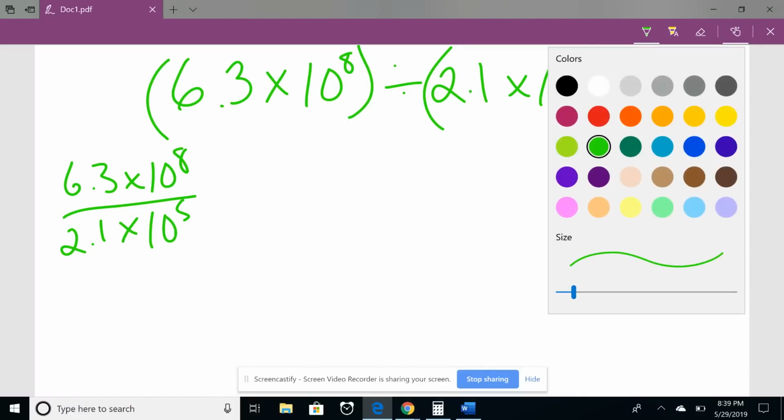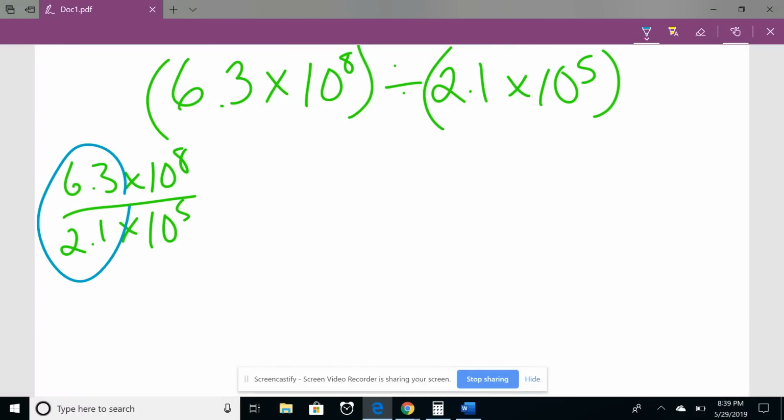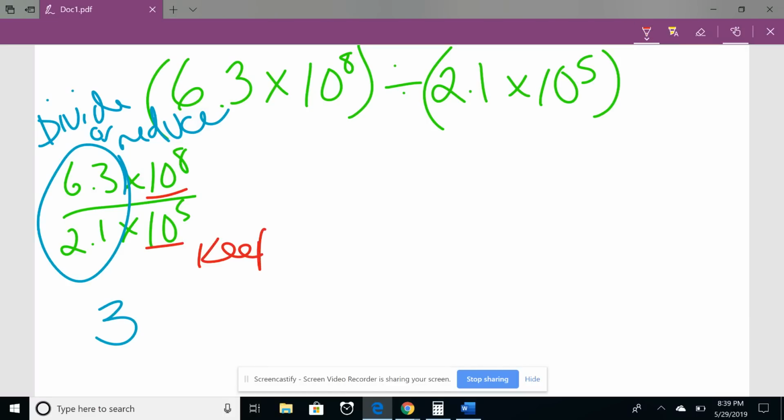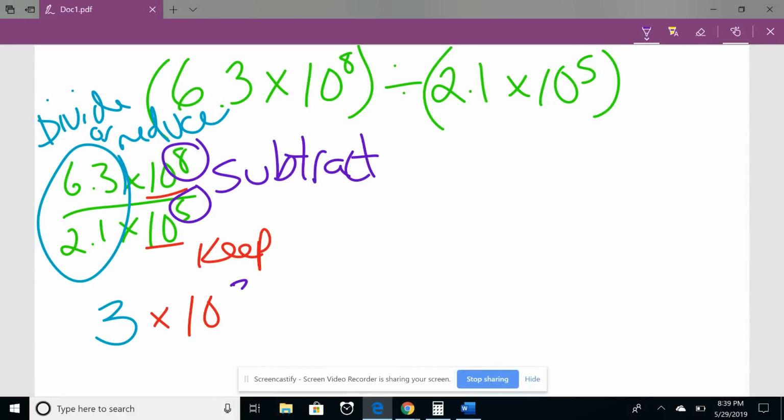Same rules kind of apply here, just the opposite operations. We would divide or reduce the numbers in front. So 6.3 divided by 2.1 is 3. We keep the powers of 10, so times 10, and we would subtract the exponents, 8 minus 5, which is 3, so 10 to the third. This number's in scientific notation. There's the decimal. There's only one digit before the decimal. So it's 3 times 10 to the third.